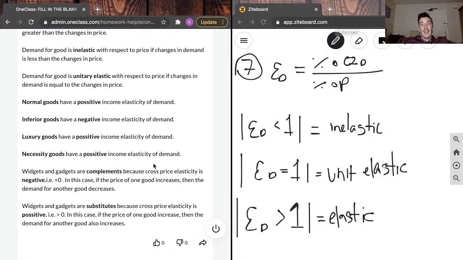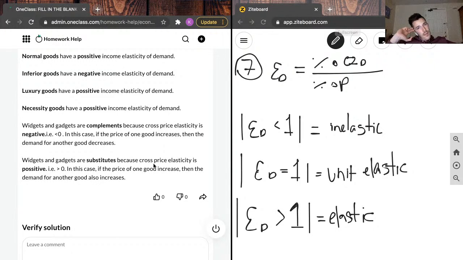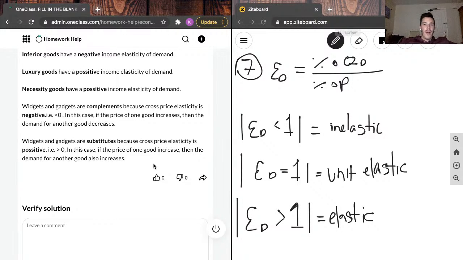Luxury goods and necessities will both have a positive income elasticity of demand, as I alluded to. But necessities will probably be inelastic, and luxuries will probably be elastic. Lastly, it's true that widgets and gadgets are complements because cross-price elasticity is negative. In this case, if the price of one good increases, then the demand for another good decreases. Yep, and widgets and gadgets would be substitutes if cross-price elasticity is positive. In this case, if the price of one good increases, then the demand for another good also increases.